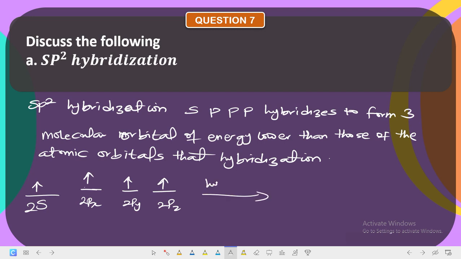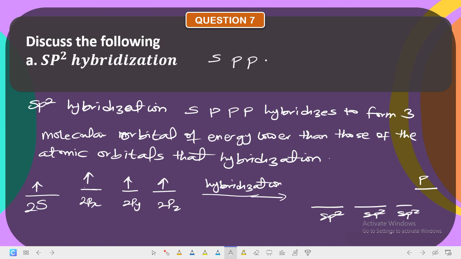And then you say hybridization. It hybridizes. And when it hybridizes, what are you going to form? We form molecular orbitals that are lower in energy. Are you getting it? So this becomes sp2, and another unhybridized p orbital. Because when all of them reacted, you have s, p, p.